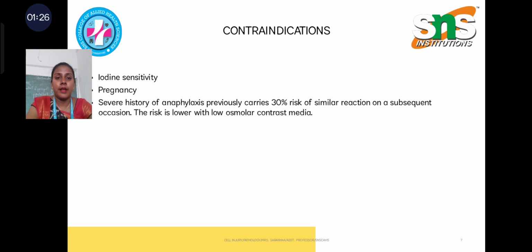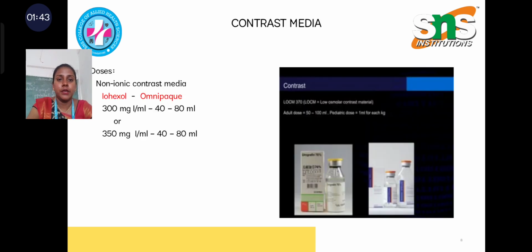What are the contraindications? The contraindications are iodine sensitivity, pregnancy, and severe history of anaphylaxis. Previous anaphylaxis carries a 30% risk of a similar reaction on a subsequent occasion. This risk is lower with low osmolar contrast media.